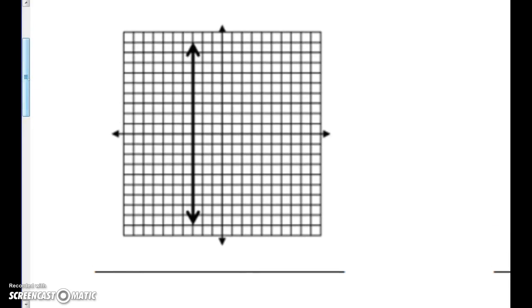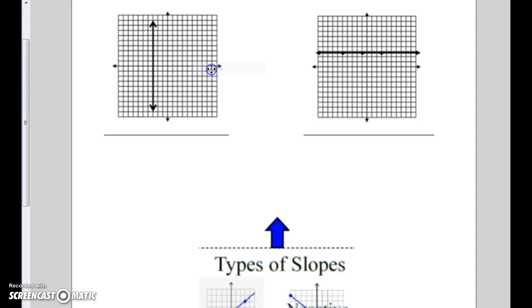Okay, next one, back here. Same thing, let's write the equation. I'm going to get the view back because you have these on your paper.